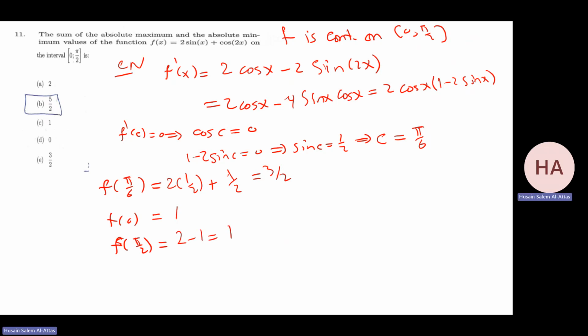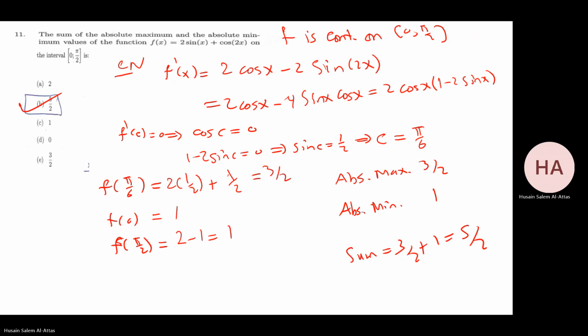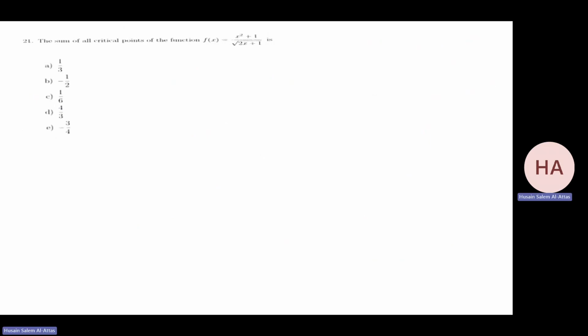So absolute maximum is 3 over 2, and absolute minimum, what happens at the two values, is 1. Sum: 3 over 2 plus 1, which is 5 over 2. Just the sum of all critical numbers for this function is what you want, the sum of all of these critical numbers.